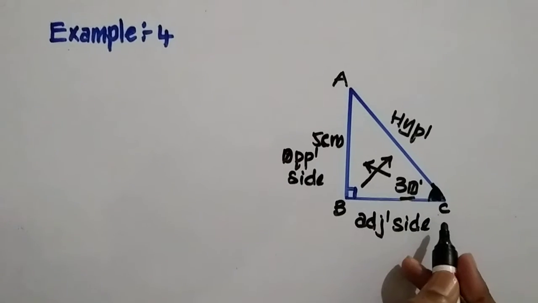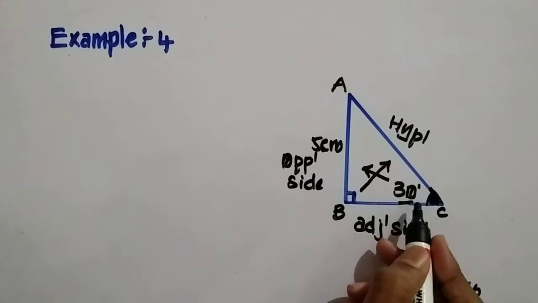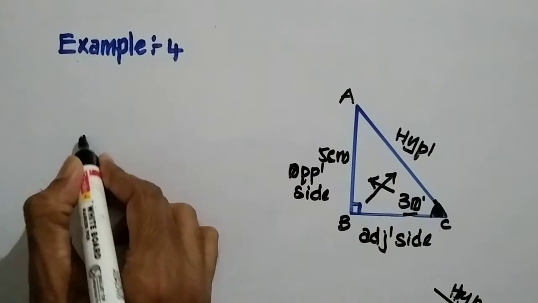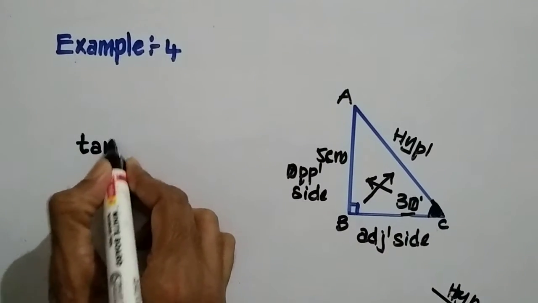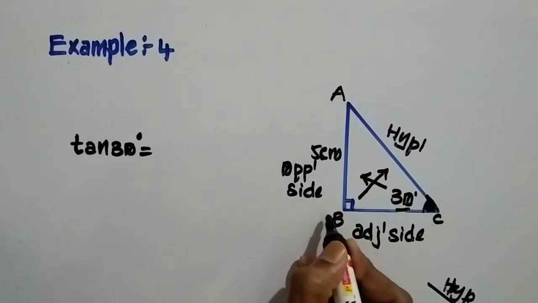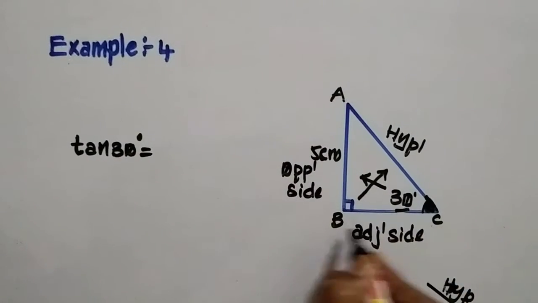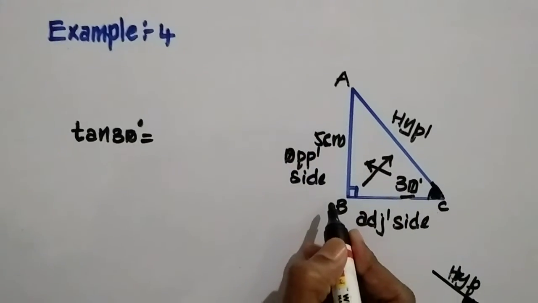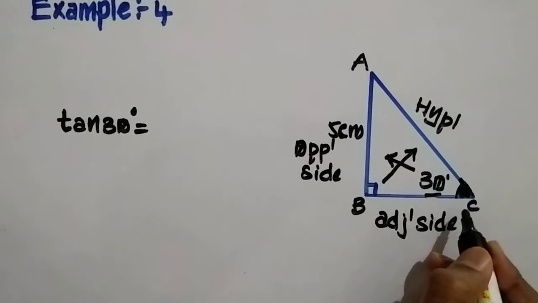First we will find BC, therefore we will take tan 30 degrees. Why? Because the opposite side is already given. Tan 30 degrees is equal to the opposite side to 30 degrees by the adjacent side to 30 degrees. Therefore, the opposite side is AB, where the adjacent side is BC.